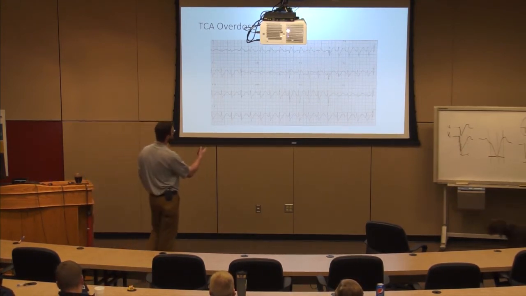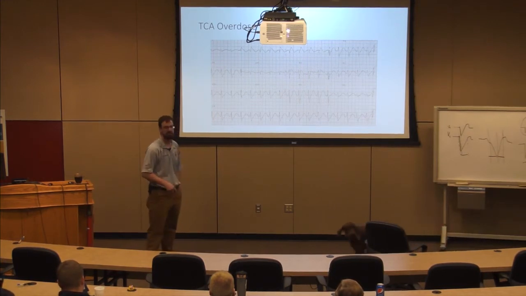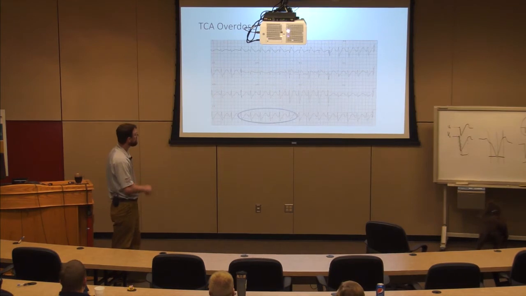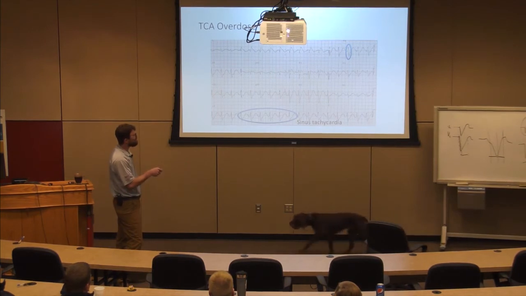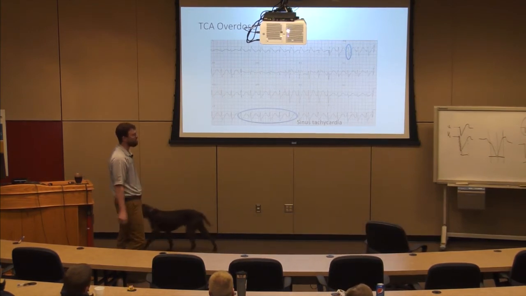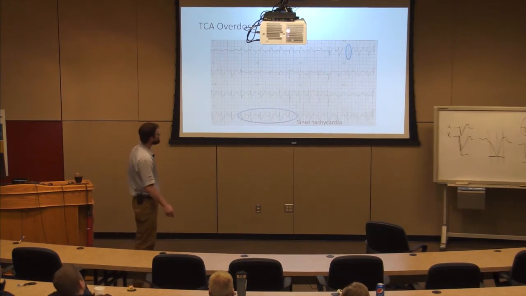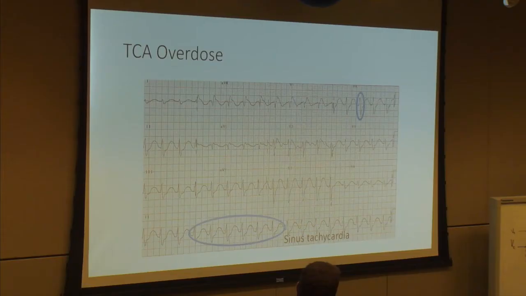When I look at this, I see several things. Classic tricyclic is a sodium channel blocker, right? So I see sinus tachycardia. I see a wide QRS, and if I measure this out, it's more than 3 boxes. When I look at that, I say, well, is that a classic left bundle or right bundle branch block pathology picture? Does that look left bundle or right bundle?